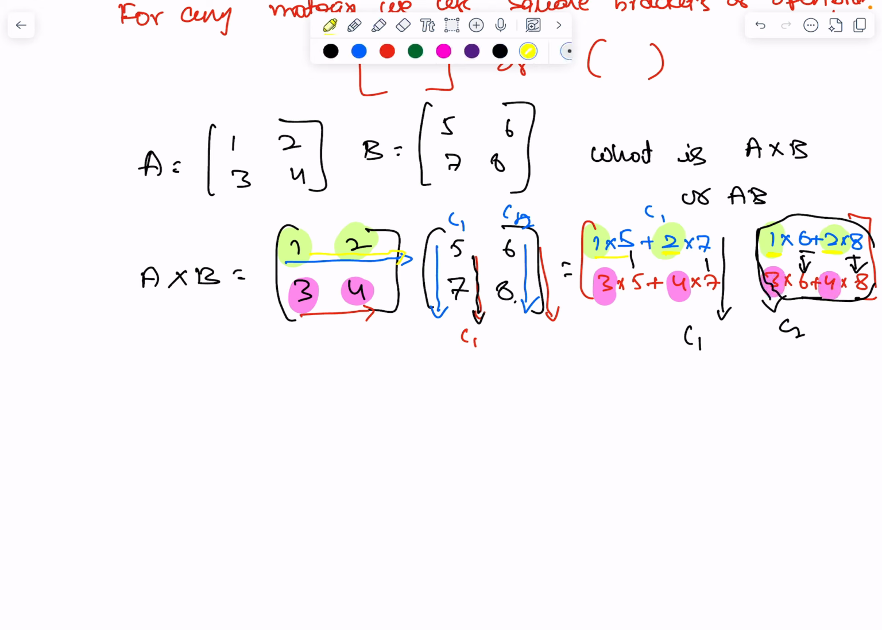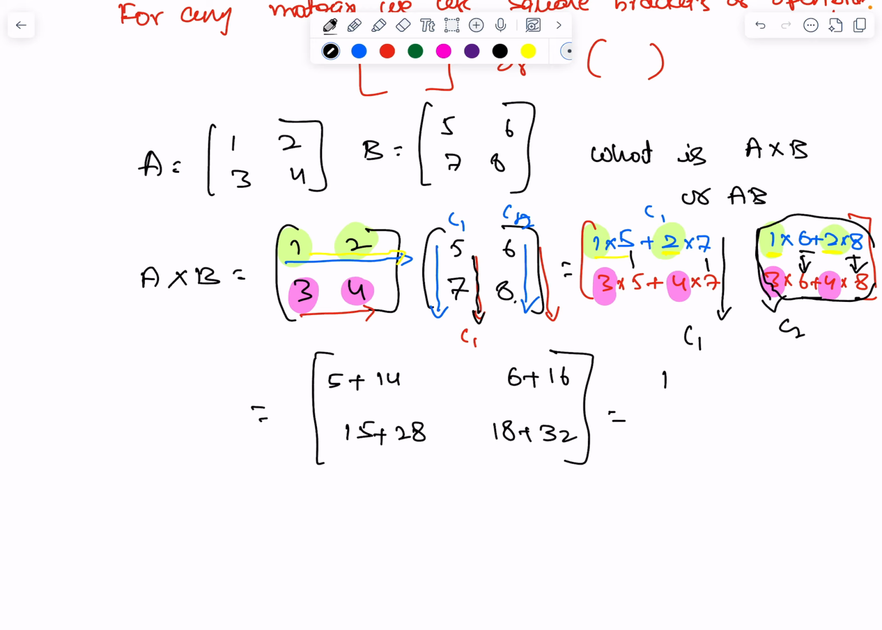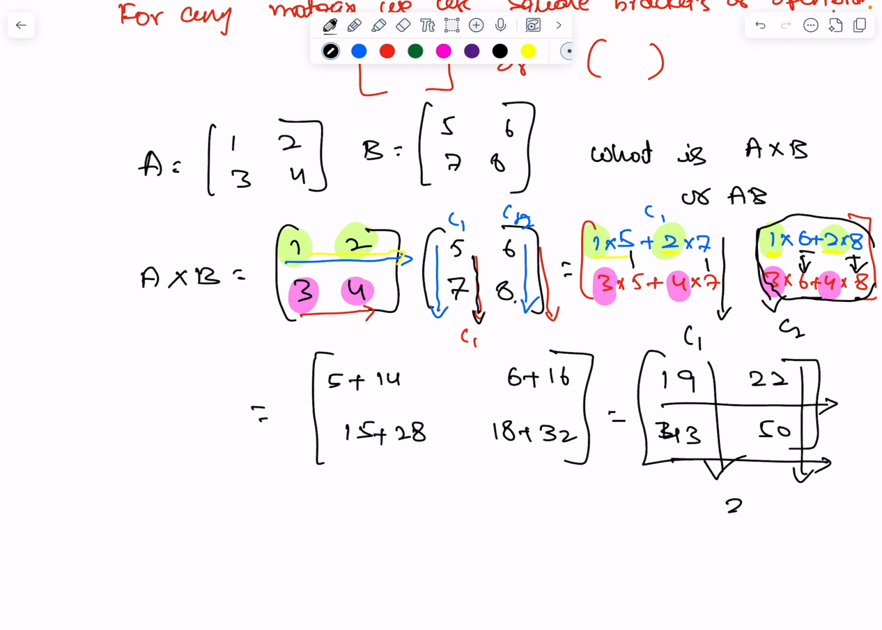Now if you simplify, that is exactly equal to 5 plus 14, and 6 plus 16, and then 15 plus 28. Next one is 18 plus 32. So now with this I can say it is 19, 22, and then 43, and then this is 50. This is my matrix. How many rows are there? 2 rows, 2 columns. We call it a 2 by 2 matrix. We started with A as a 2 by 2 matrix, B as a 2 by 2 matrix. Still we are getting a 2 by 2 matrix.